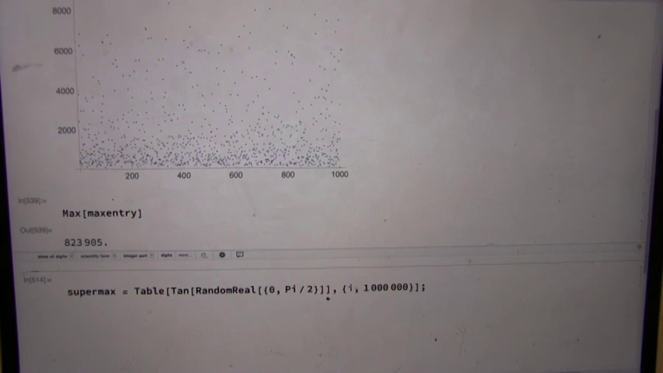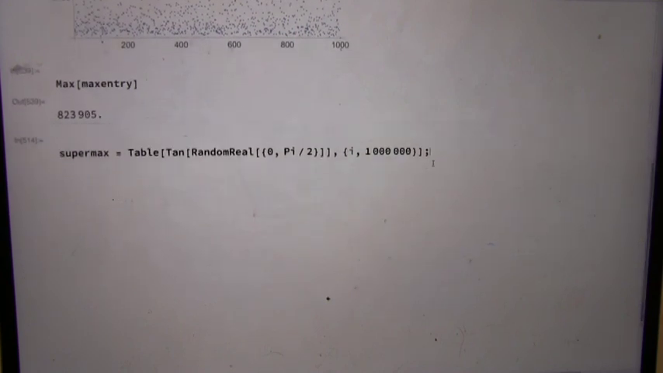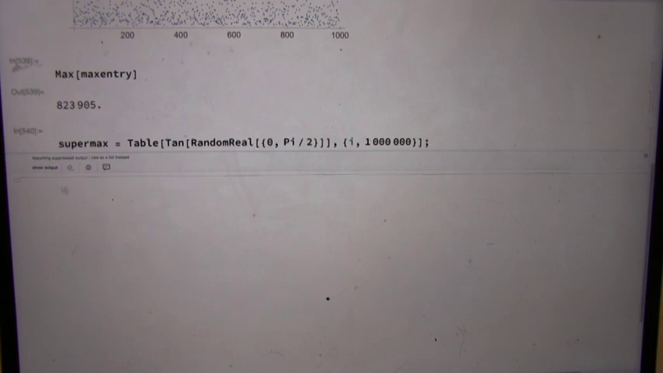All right, so now we'll just do it 1,000,000 times. But I'm going to only do one run of 1,000,000. Okay, and then whenever that's done, we'll do max. Actually, I'll just put it in it.